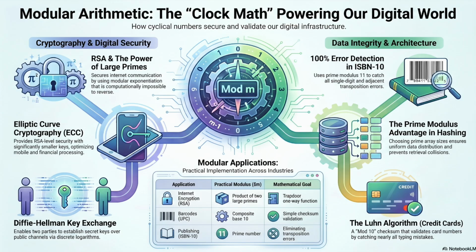Let me trace the math on that. 0 plus 7 is 7. 7 plus 7 is 14, which modulo 12 wraps around to 2. 2 plus 7 is 9. It just violently hops around the clock face.